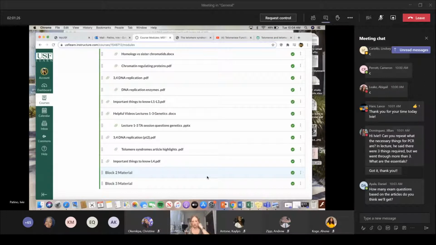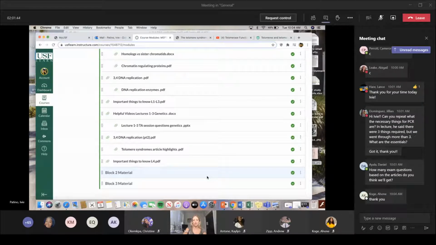How many exam questions based on the articles do you think we'll get? Like 1, probably. I don't remember exactly how many highlighted articles we had to read for this first exam, maybe 2 or 3, but he's not going to waste like 10 questions on those articles.